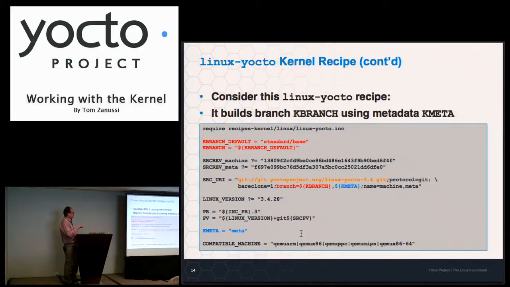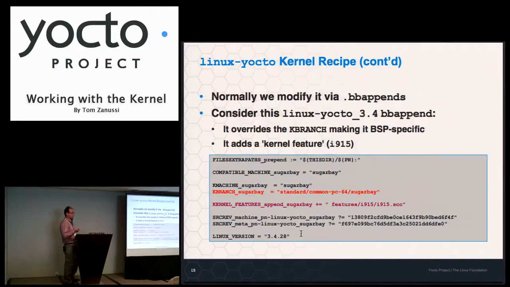So that's what you get without any modification. Typically, when you are creating your own kernel, you want to add modifications, and you would normally do that via a bbappend. This is a bbappend for Linux Yocto 3.4, an example of a BSP that exists in meta-intel. And you can see what it's doing is overriding the default branch and using this branch, which is dedicated to that particular machine, Sugar Bay.